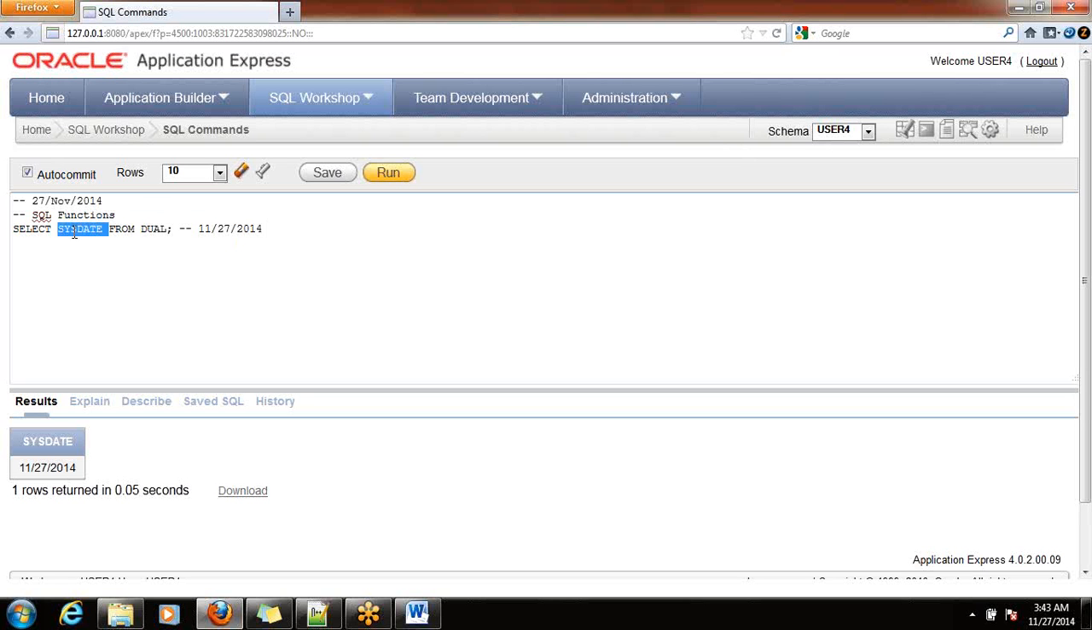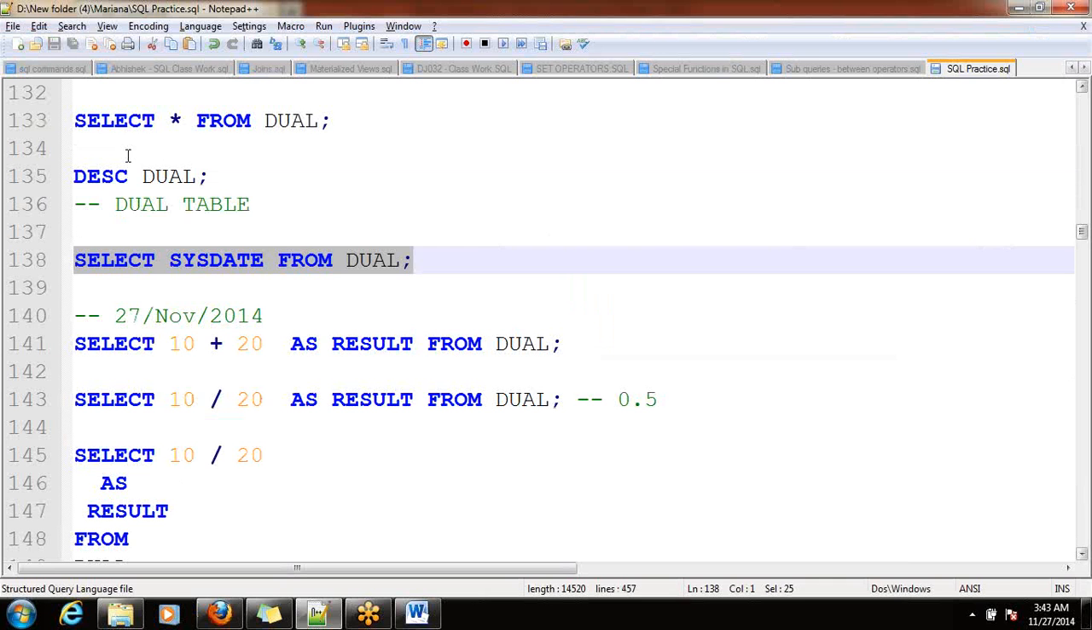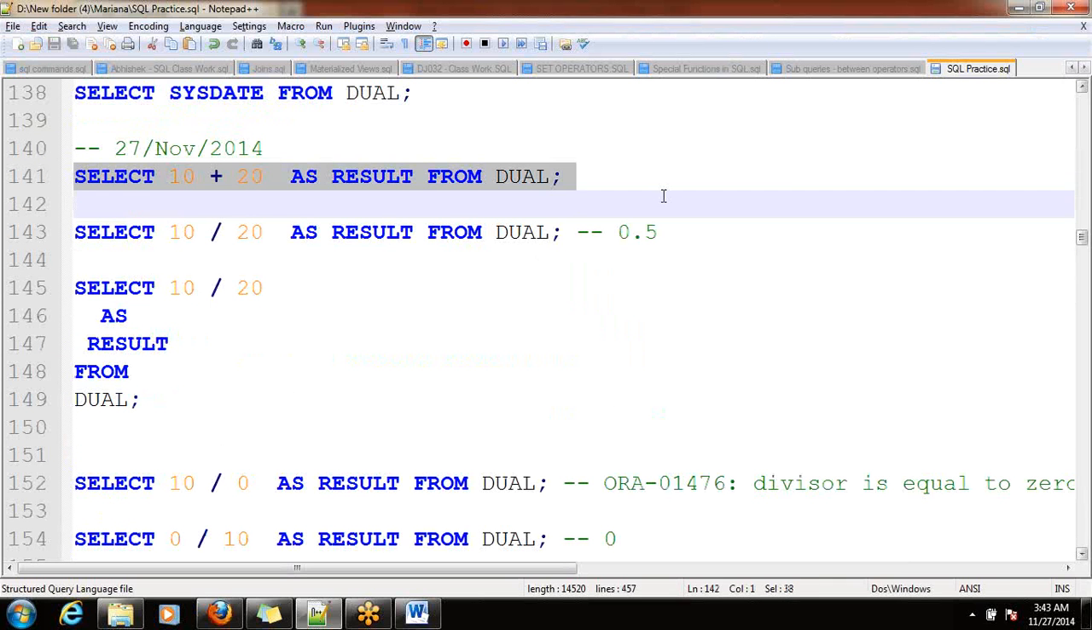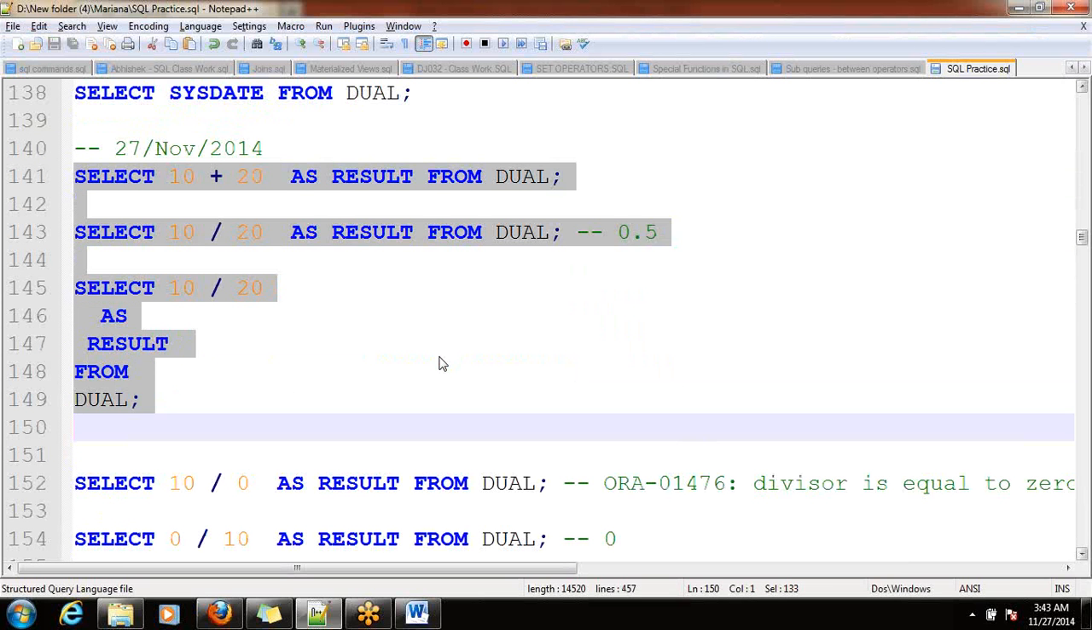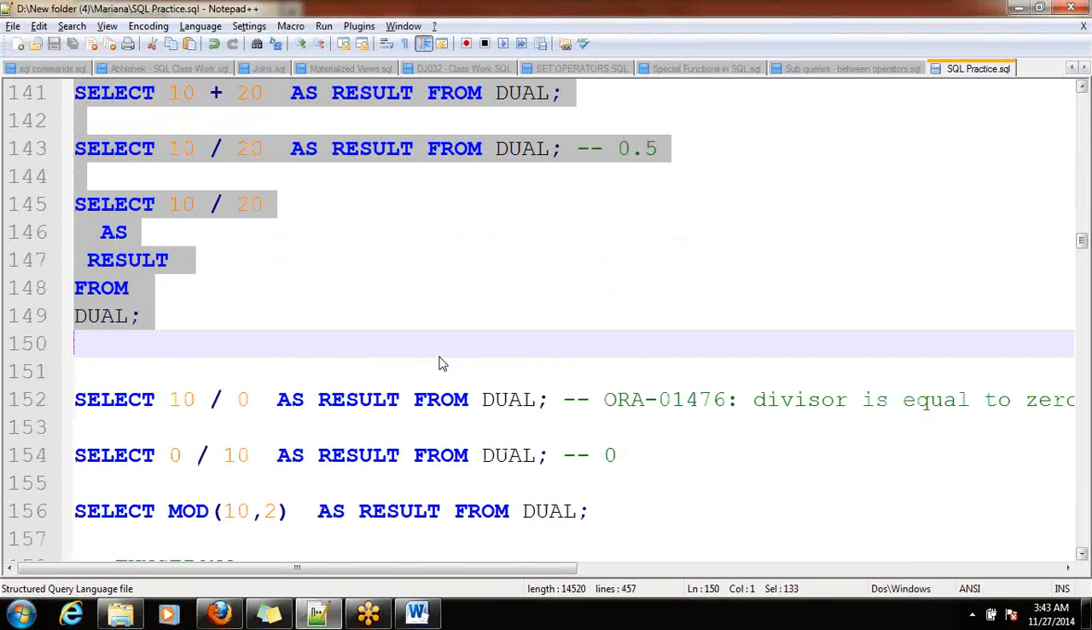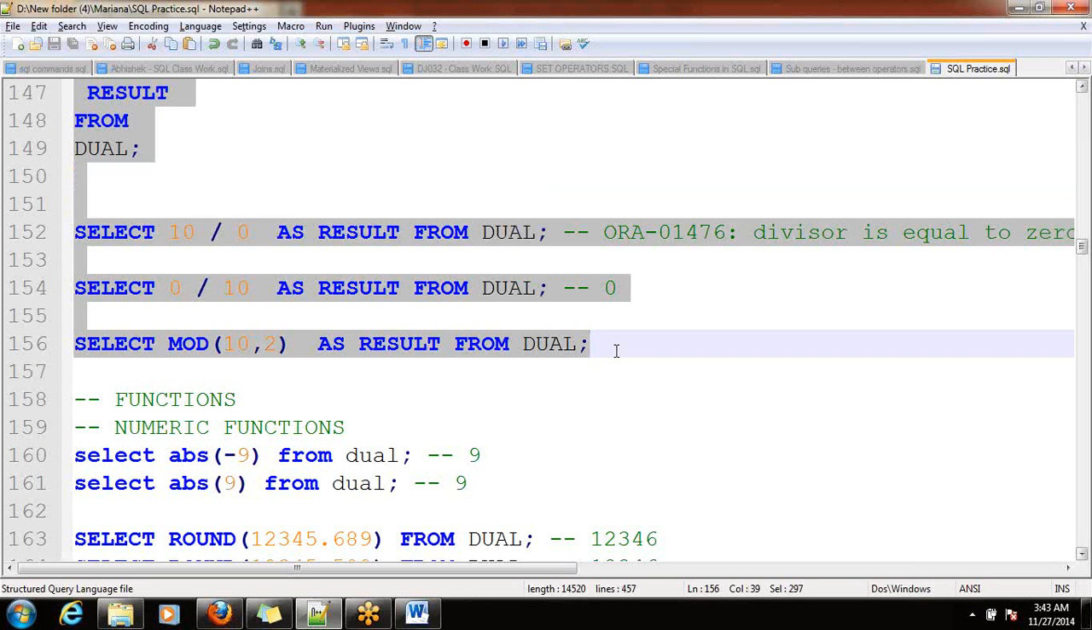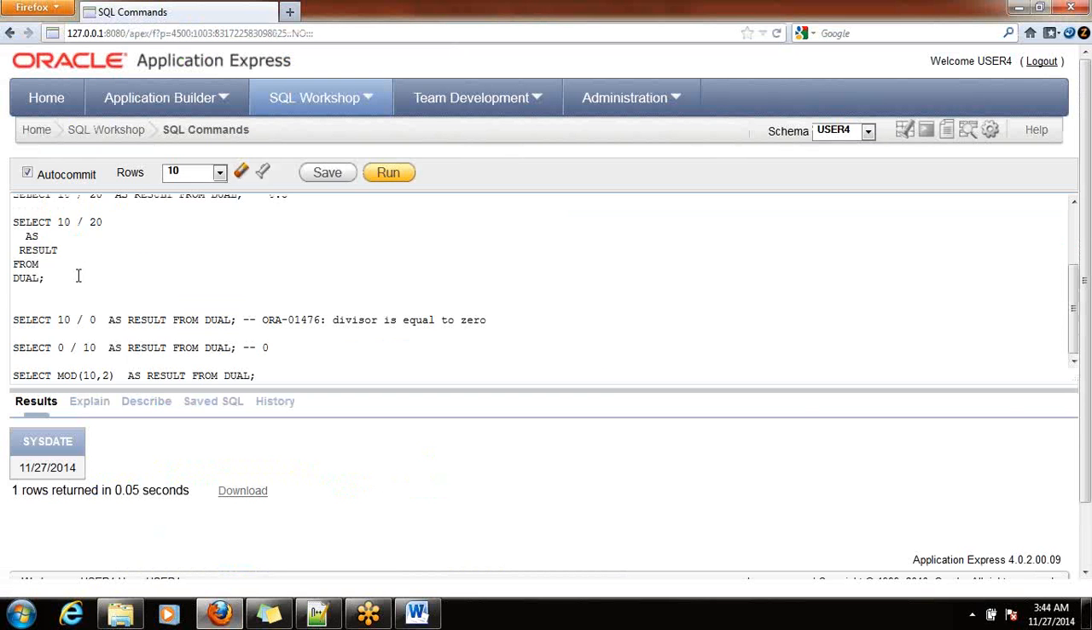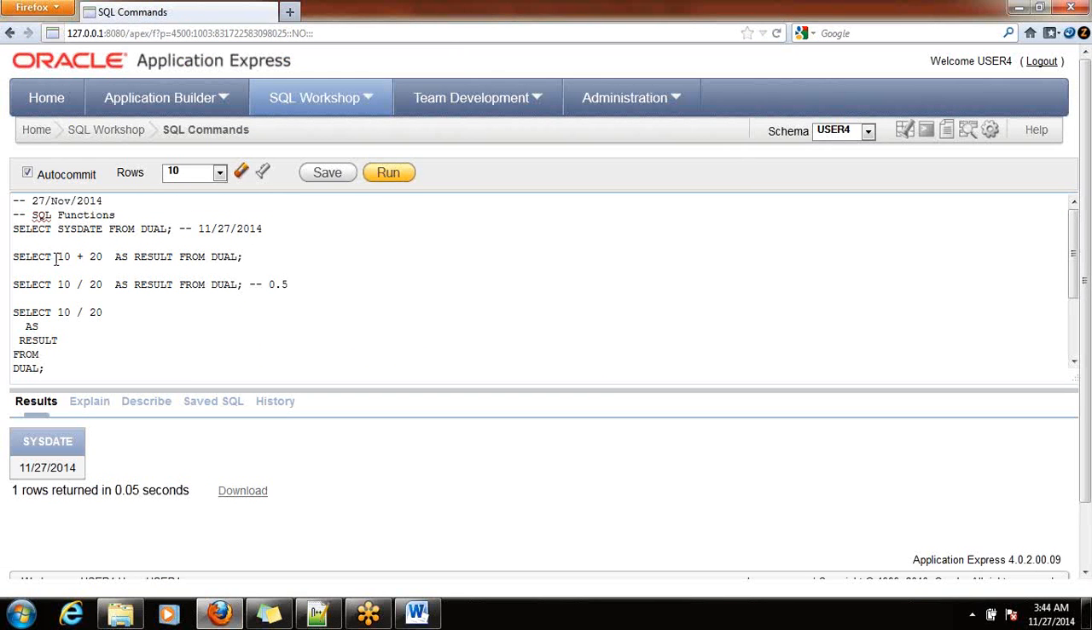Likewise, we can use an expression with dual. So let me copy this. These are very simple functions, so I am just copy pasting them. They are very easy to follow. I have given an expression 10 plus 20 and I am displaying the result with an alias name, result, using from dual. So 10 plus 20, what is the result? 30. Yes, you can see 30.